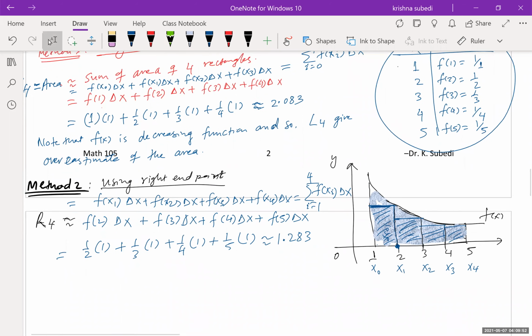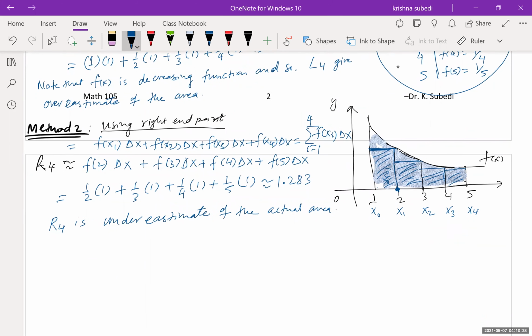Okay, so now my question to you is: is this area an overestimate or underestimate? Well, clearly it is an underestimate because it's less than the actual area. So this R4 is an underestimate of the area. Okay, it is less than that.